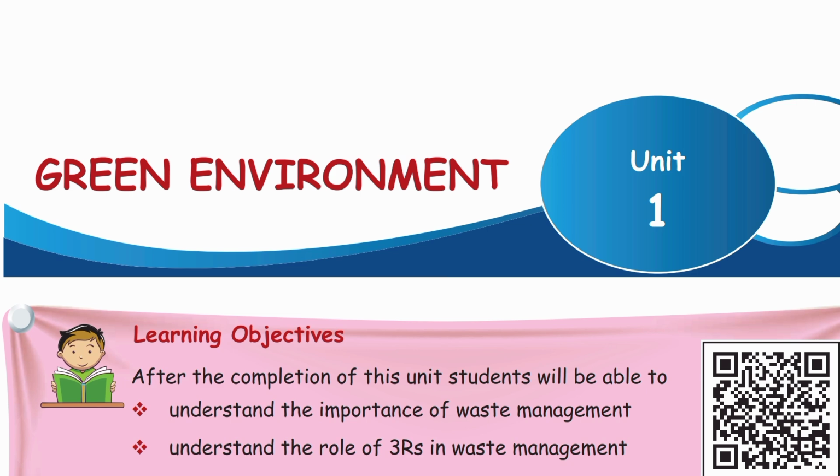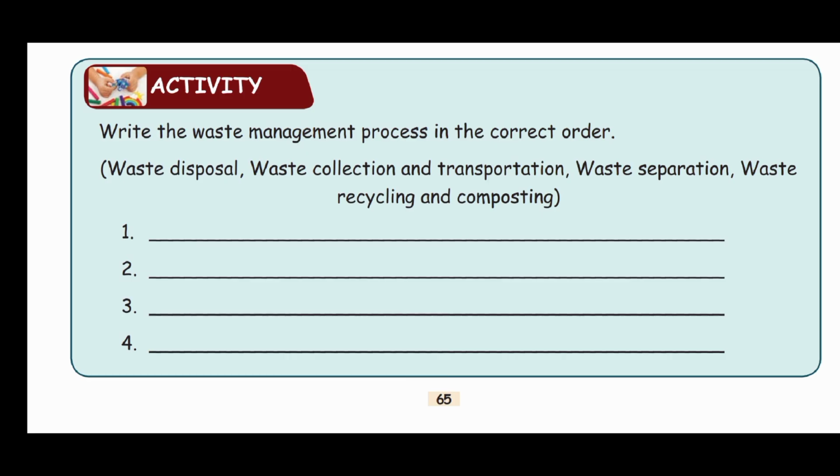Let us see an activity. Write the waste management process in the correct order. First, in the bracket they have given it in a jumbled format. We have to arrange it in the correct order. What they have given: waste disposal, waste collection and transportation, waste separation, waste recycling and composting.